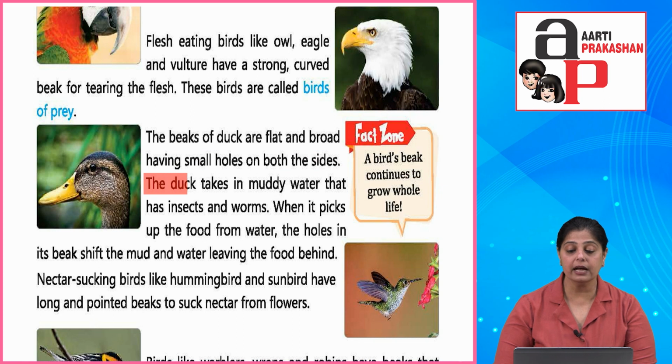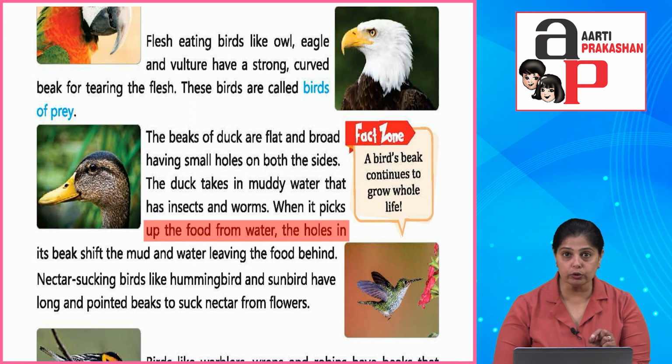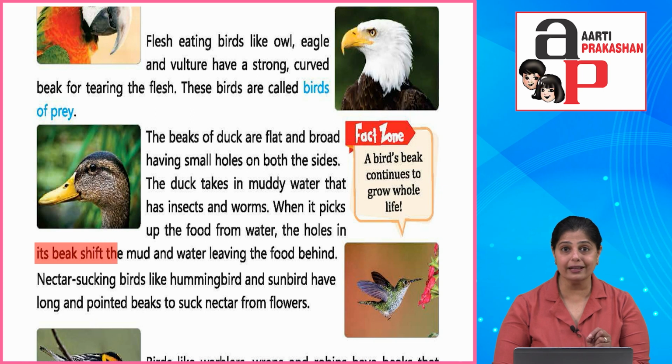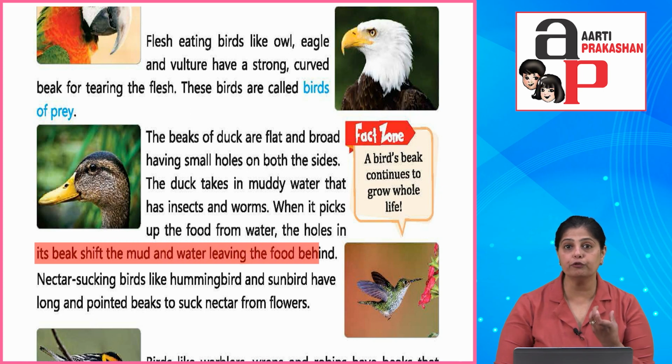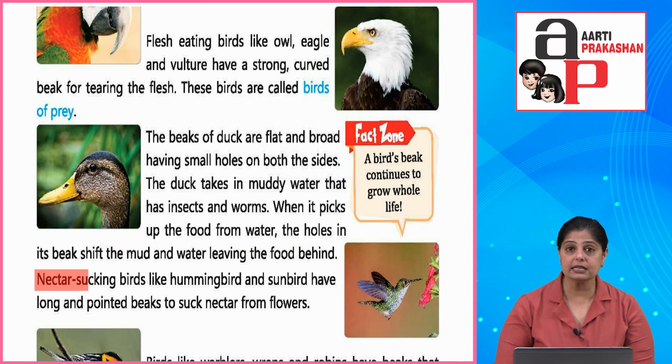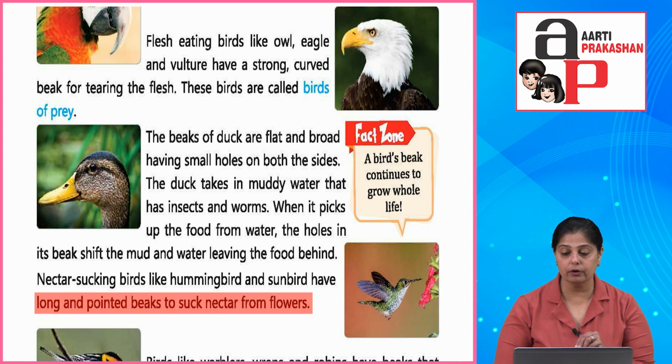Okay, the ducks take in muddy water that has insects and worms. When it picks up the food from the water, the holes, जो होल होते हैं उनमें से जो mud होता है या पानी होता है, it shifts और फिर रह जाता है only the food, that is the worms, okay, or the insects. Nectar sucking birds like hummingbird and sunbird, they have long and pointed beaks to suck nectar from flowers.